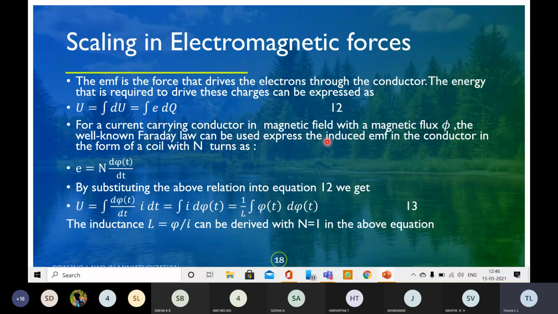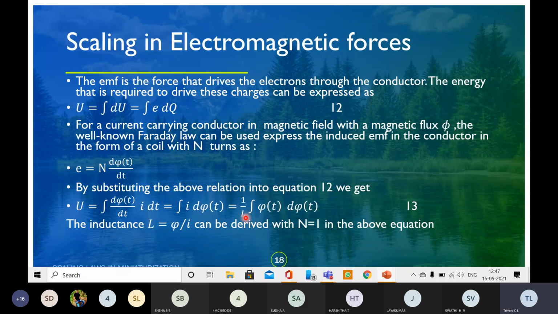For the current carrying conductor in a magnetic field, we have the magnetic flux, which is given by Faraday's law. You can express this induced EMF in a conductor in the form of a coil with N turns. The induced EMF is represented by N into d phi by dt. We substitute this in equation 12, so I get U equal to the integral of d phi of t by dt into I dt. One dt cancels off, so I get the integral of I into d phi.